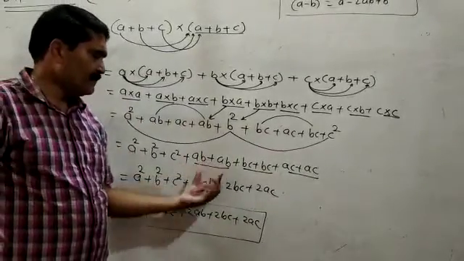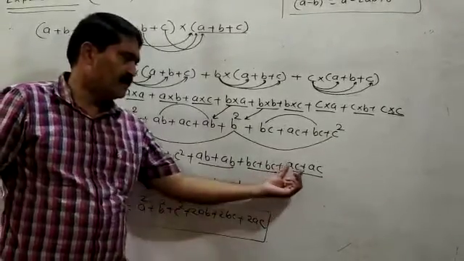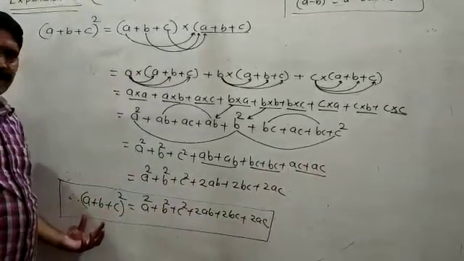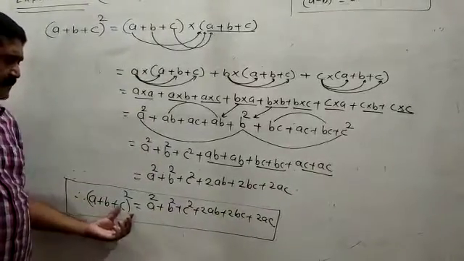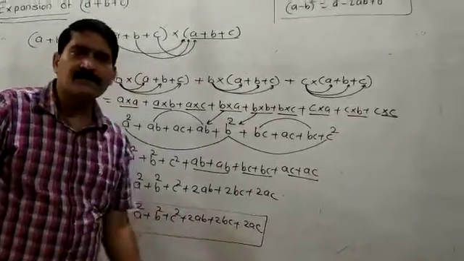1ab plus 1ab is equal to 2ab. 1bc plus 1bc is equal to 2bc. 1ac plus 1ac is equal to 2ac. And from that our identity becomes (a plus b plus c) whole square is equal to a square plus b square plus c square plus 2ab plus 2bc plus 2ac.